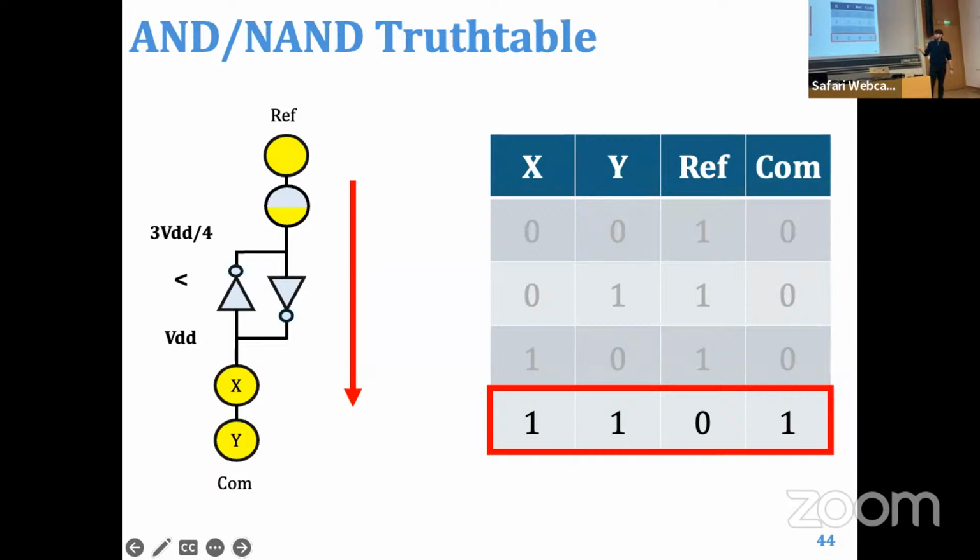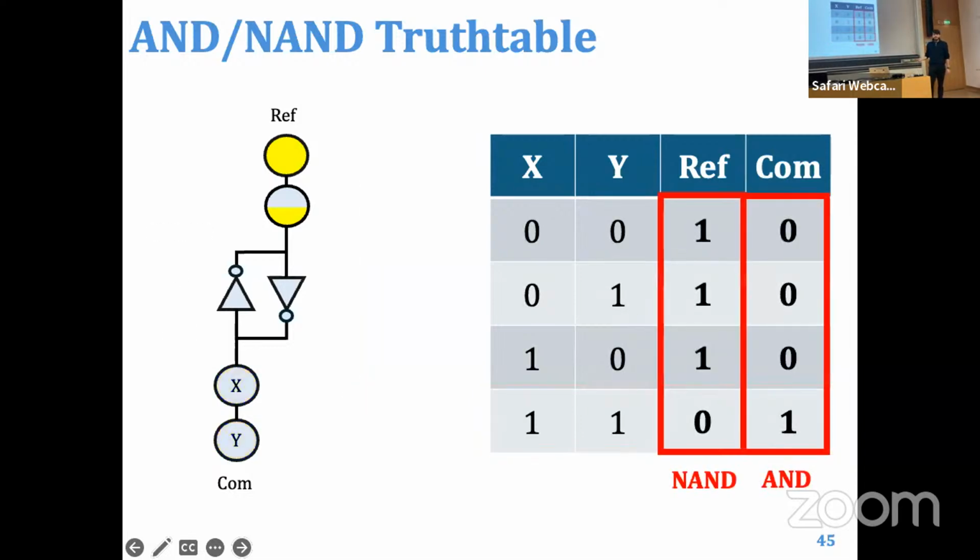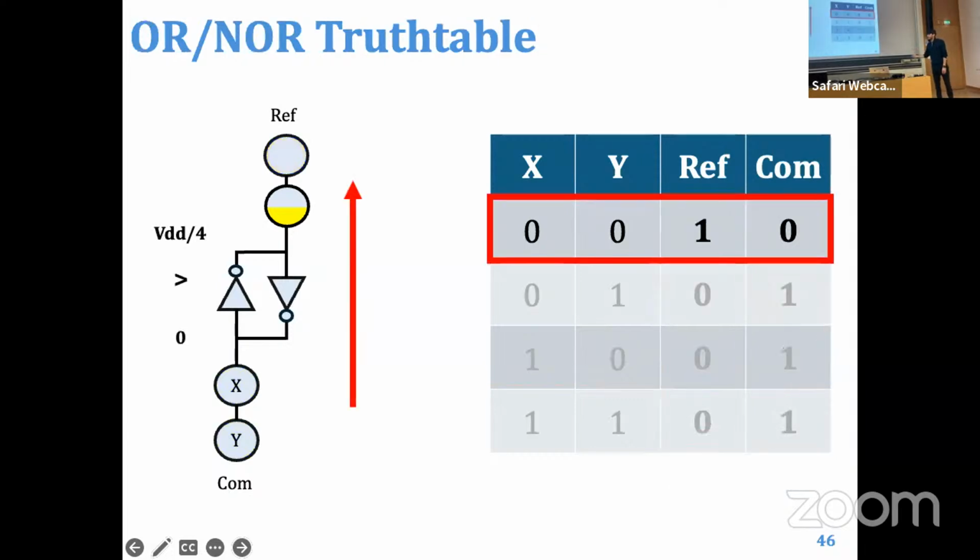And what you may have noticed is that the reference subarray is an AND gate, and the compute subarray is an AND gate. So we have successfully done an AND gate and a NAND gate. And the same with the OR gate. I'm going to focus on the setup mostly.